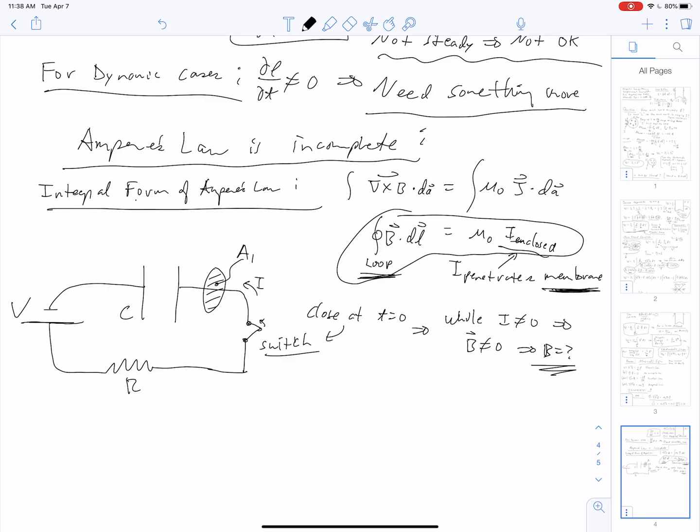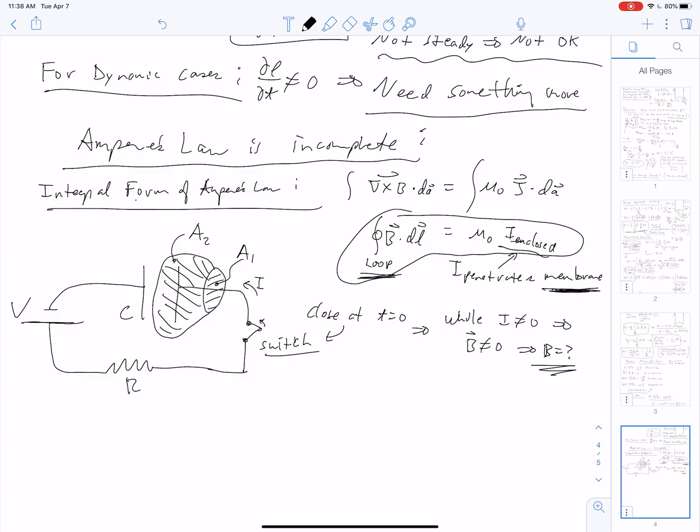But here's the trick. What if I chose a different membrane? I could just as easily have chosen this membrane. I'll draw the lines like this. It looks like the cap of a chef's cap. It always reminds me of a parachute or a chef's cap. And so I could have an alternative membrane that I'll call A2.